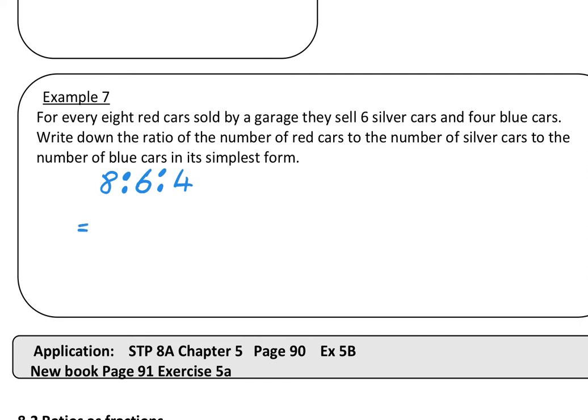But we can simplify that a wee bit better by dividing by 2, and that will give you 4 to 3 to 2. And is there anything else we can divide by? And no, there is not. That is as good as we can go. So it says write down a ratio of the number of red cars to the number of silver cars to the number of blue cars in its simplest form. That is as good as we can go.